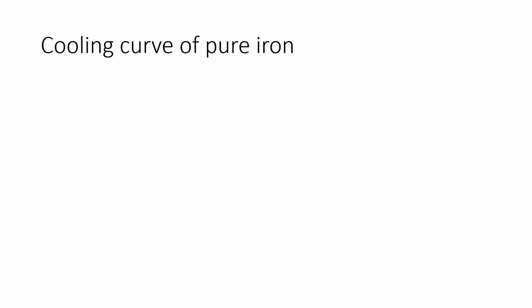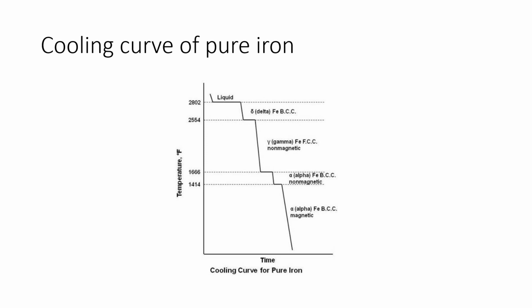Cooling curve of pure iron. This is the cooling curve of pure iron. This is important to explain because iron is the main constituent of the iron carbide diagram. So we must know about the lattice structure of iron at different temperatures when it is cooled down from its melting point to the lowest temperature.